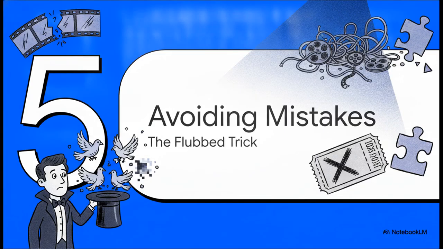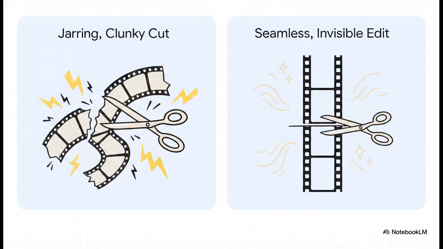Okay, Section 5, avoiding common mistakes. The flubbed trick. You know, it is so easy to accidentally give away the trick. Beginners often end up with these jarring, clunky cuts because they cut right before or after an action happens, breaking the natural momentum, or they just ignore eyelines entirely. On the flip side, a seamless professional edit happens when you cut exactly on that continuous action. You meticulously match the eye lines, and you keep your screen direction incredibly consistent.